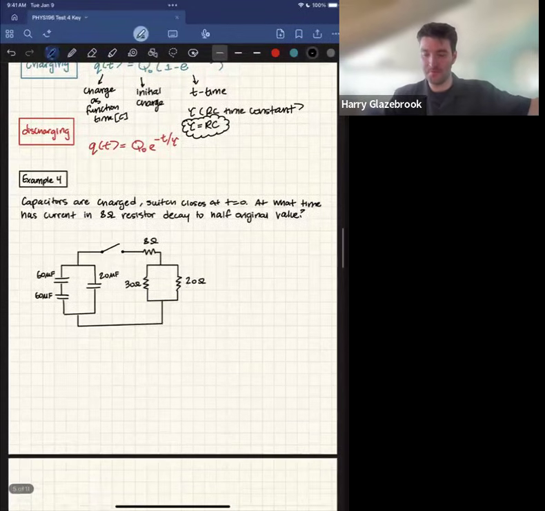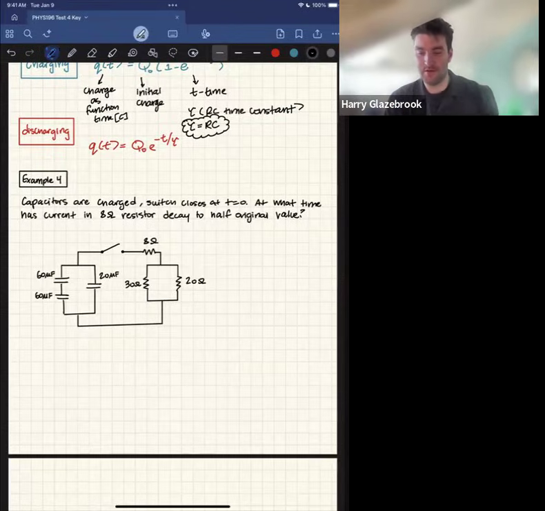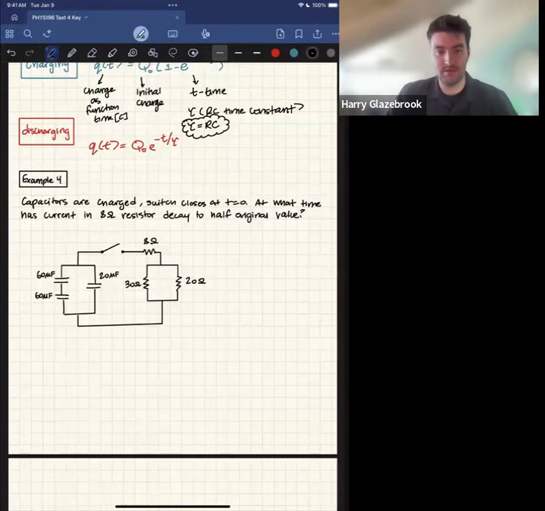Okay, so we have a pretty complicated circuit here. Everything's charged up. The switch closes. So now our capacitors and our resistors are connected. And slowly those resistors are going to be taking charge away from the capacitors. We want to know at what time the current in the 8 ohm resistor has decayed to half its original value. Let's start there.